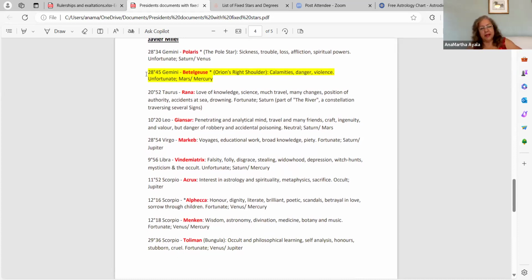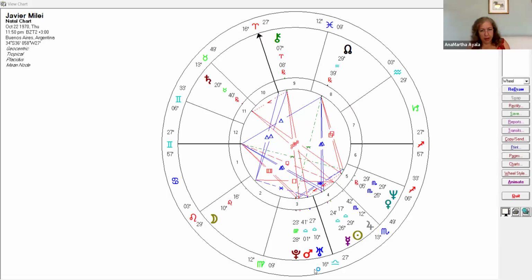So his ascendant is conjunct with Polaris and Betelgeuse. Now, you can tell that Betelgeuse is not a good star. It brings calamities, danger, and violence. So it's an unfortunate star. But it's also conjoined Polaris, which brings sickness, trouble, loss, affliction, and spiritual power. It's also an unfortunate star. So let me pull up the chart for this president, which is the first one that we are going to do. And again, I'm just going to explain what the chart is.